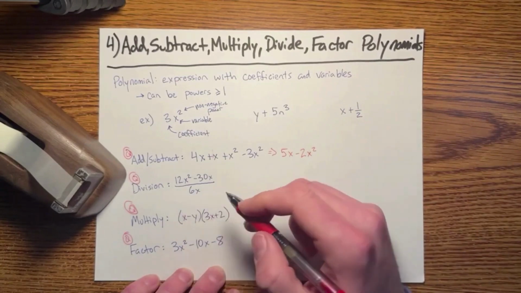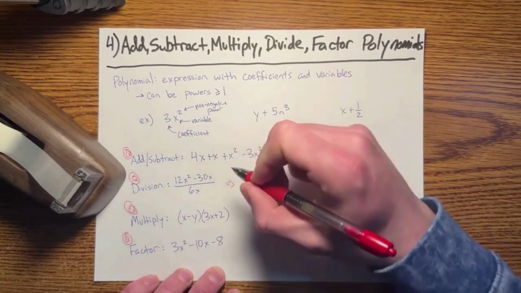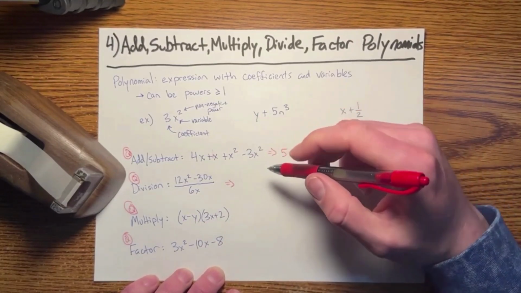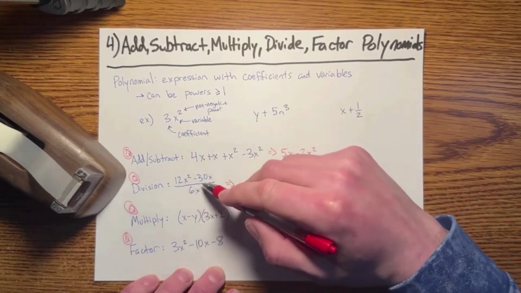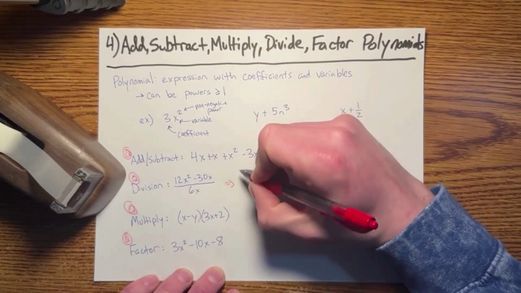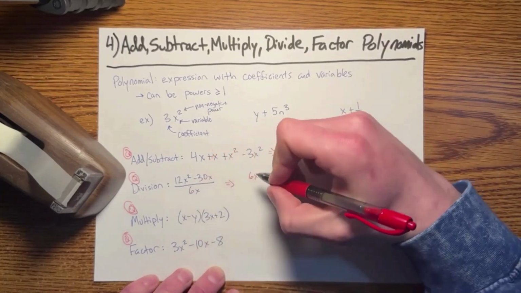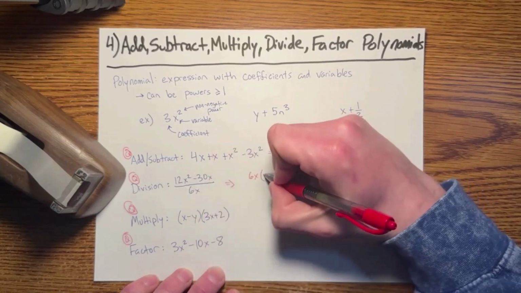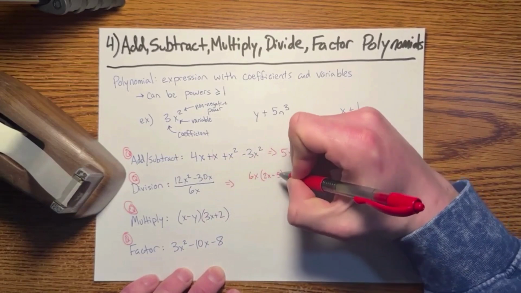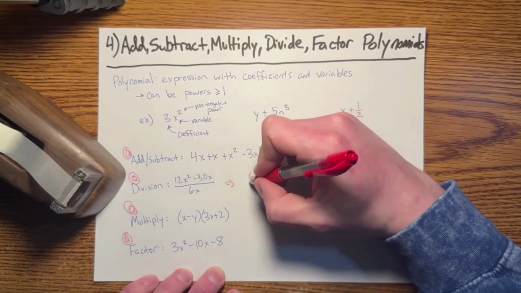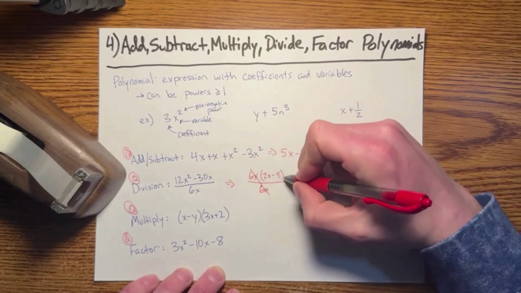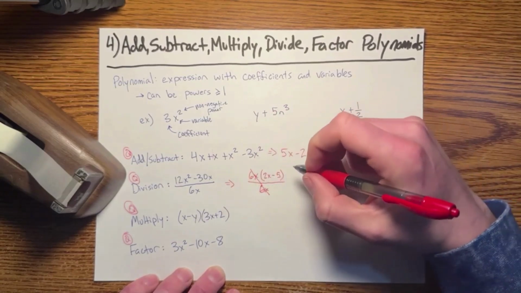For division, this is a simple one here. There's a chance you could see something more complicated. I'll be referring to a Khan Academy video in the description. So here we could see that we can simply pull out the 6x from up top, divide everything by 6x. So then we end up with 2x minus 5, still divided by 6x. We can cancel those out, and the final answer, 2x minus 5.